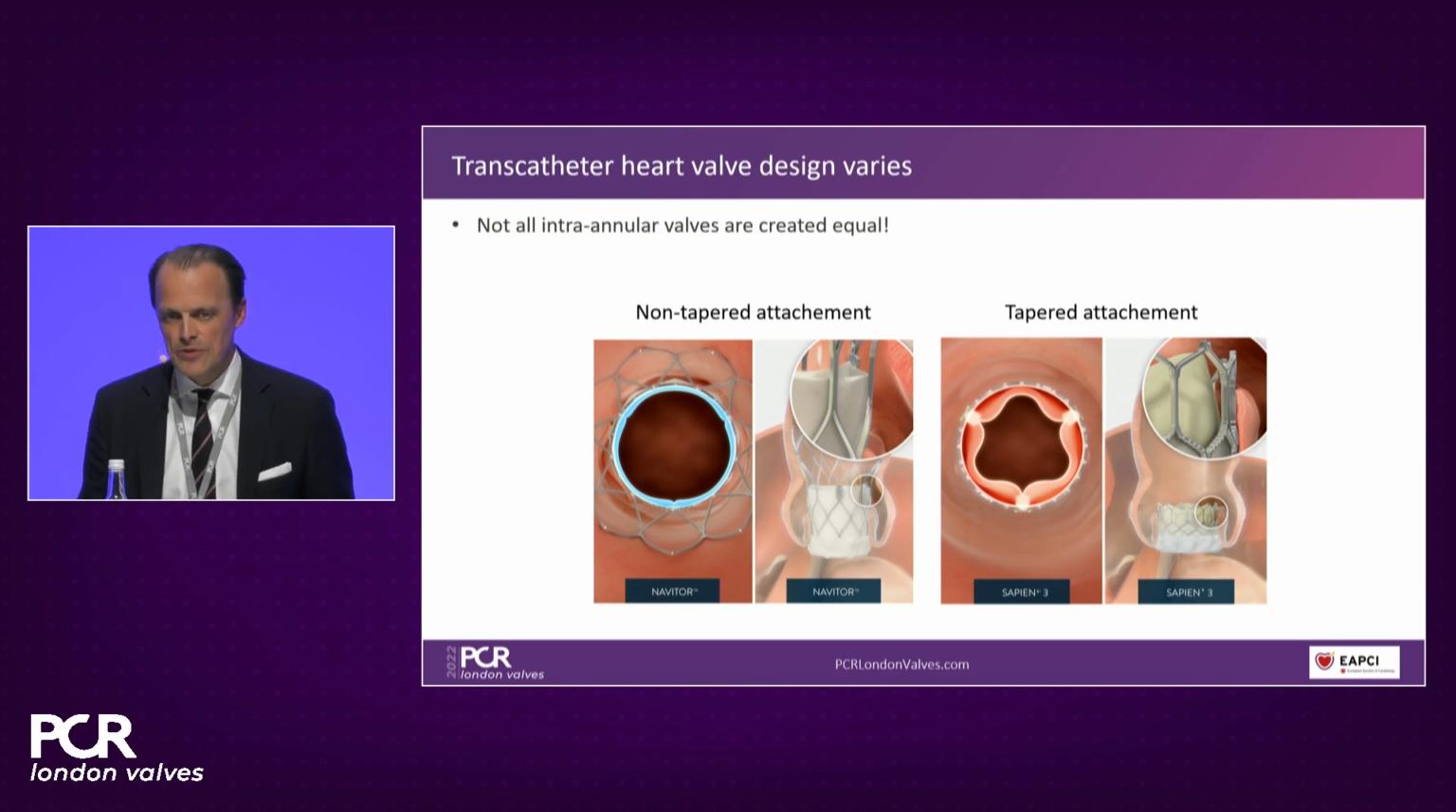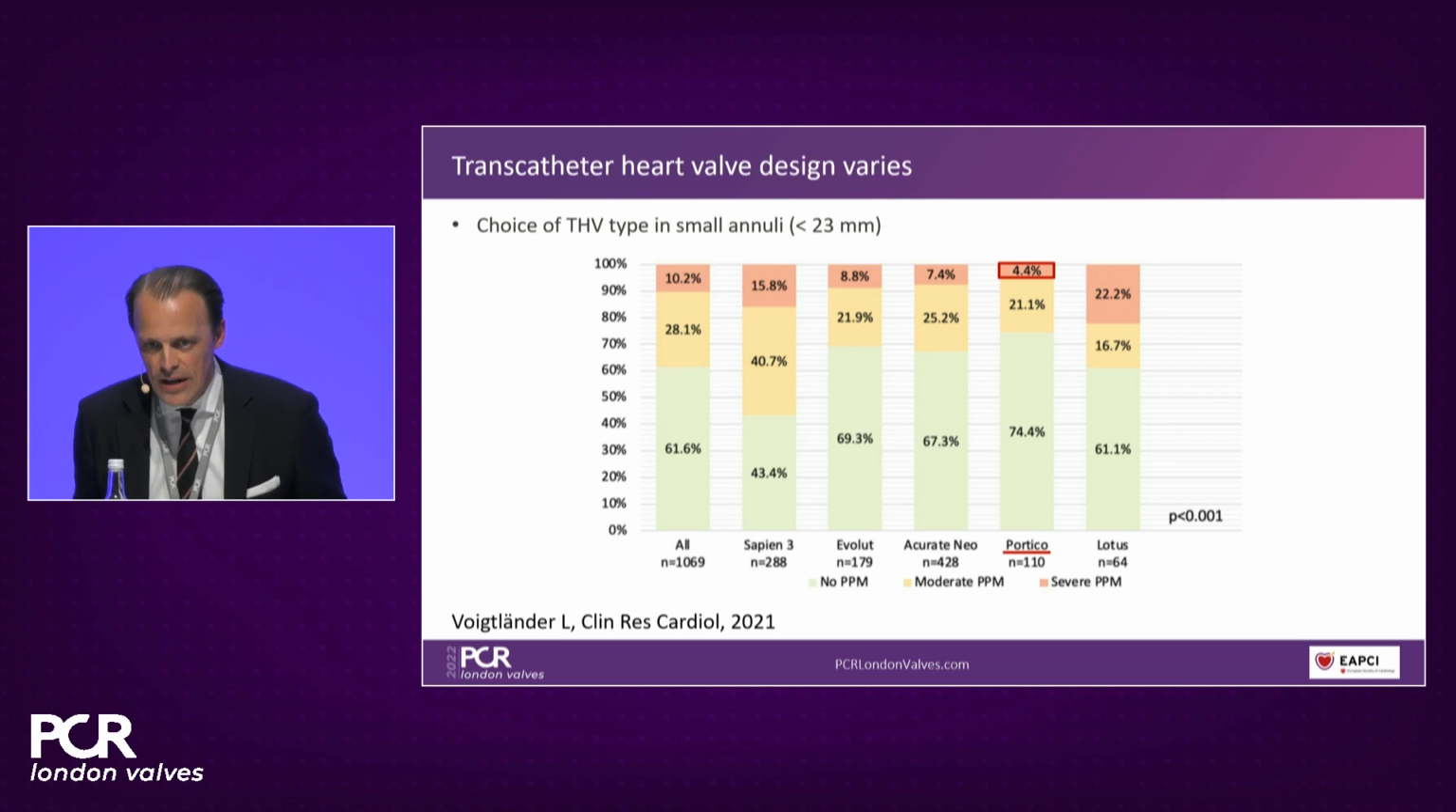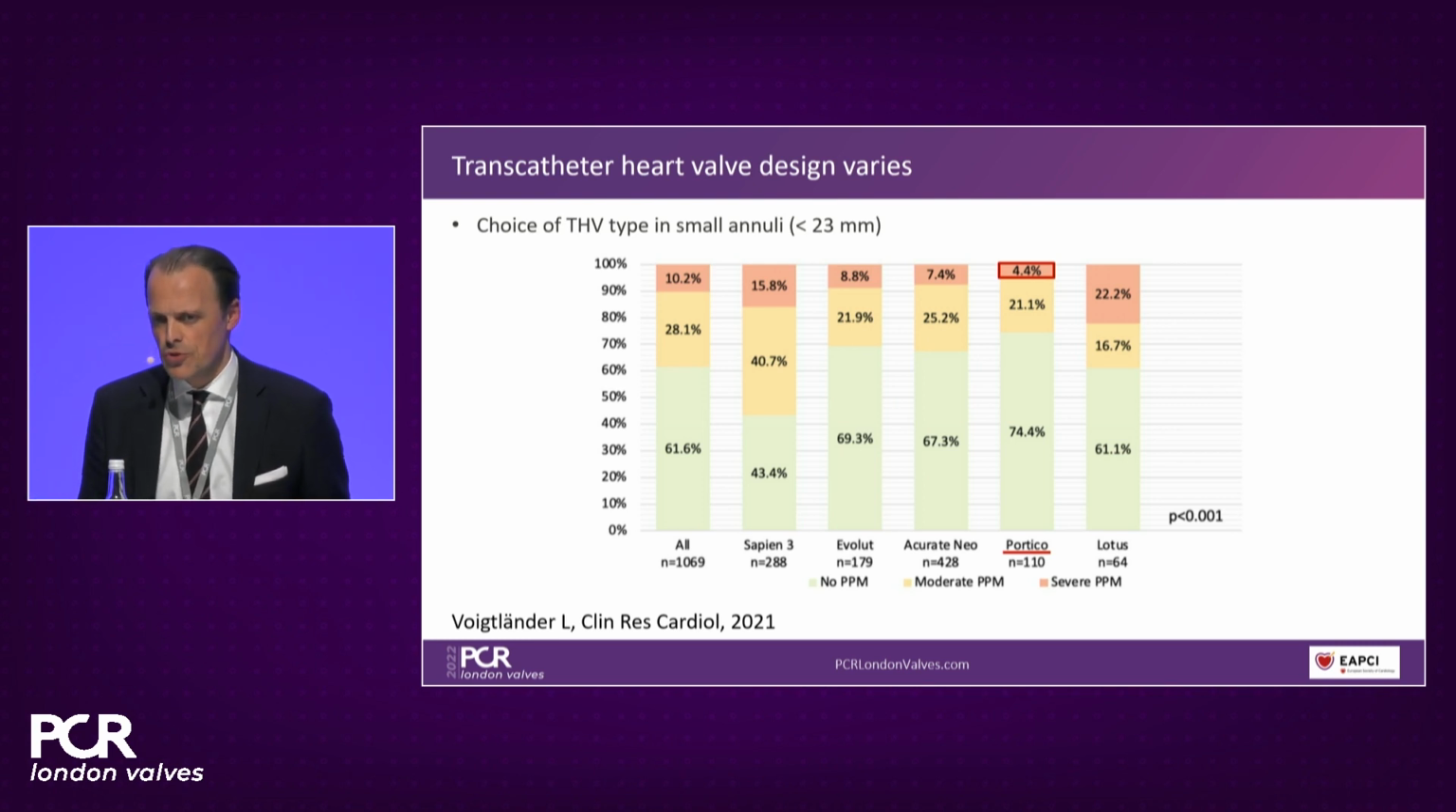But when we prepared this, I was reminded of a study that our group published last year. And this is, again, very carefully speaking, retrospective, purely observational. This is non-controlled for things like the amount or distribution of calcium. It's not controlled for LV function. It's not controlled for baseline gradient. But this is choice of THV in small annuli, meaning below 23 millimeters. And if you look at this, the Portico, which was the predecessor and to some degree comparable to the Navitor, ended up with the lowest incidence of severe patient prosthesis mismatch, in under 5% of cases. So even this has enormous limitations, which I tried to convey in the beginning.